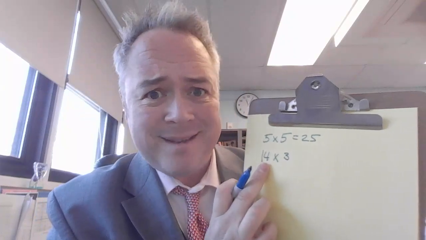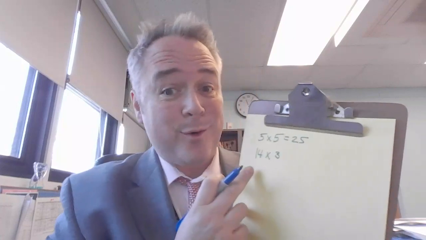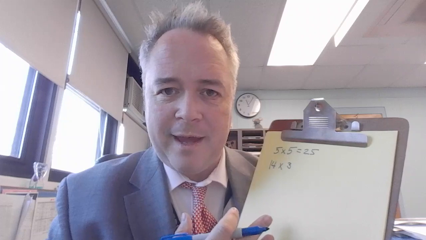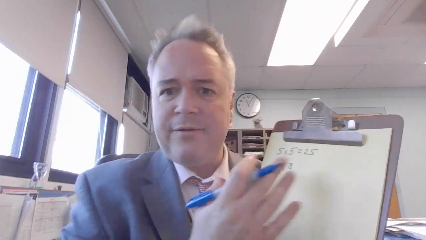You didn't learn your 14 times table. You learned your 3 times table and your 4 times table and your 5 times table, but you didn't learn your 14 times table, I'm pretty sure. So, how do you solve a problem like that? So, there's different ways, right?